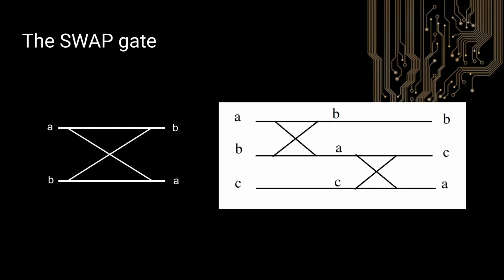For instance, here I have qubits A, B, C. If I insert two swap gates, one between A and B, while another one between B and C, then finally I have a configuration where the order of the qubits is B, C, A.